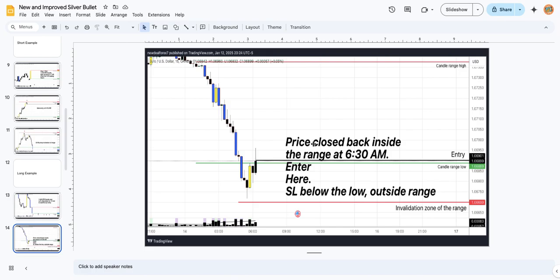Price closed back inside the range on this example. This is euro dollar at 6:30 a.m. That is in our trading window. So we enter right here where this black line is. It says entry. That's here.